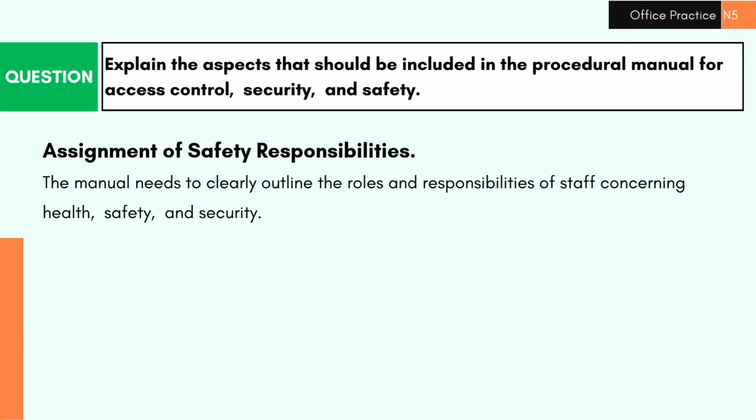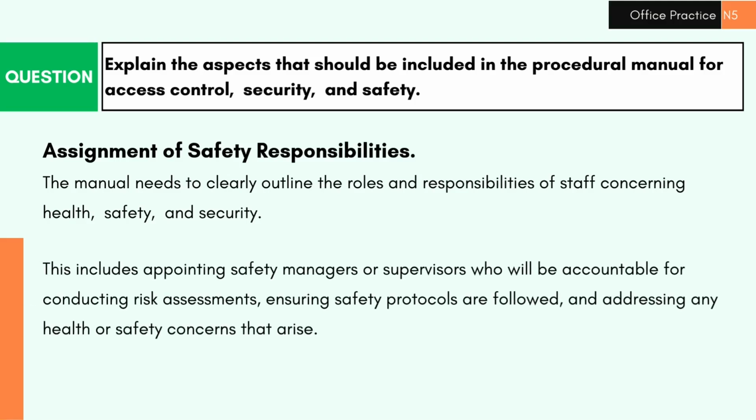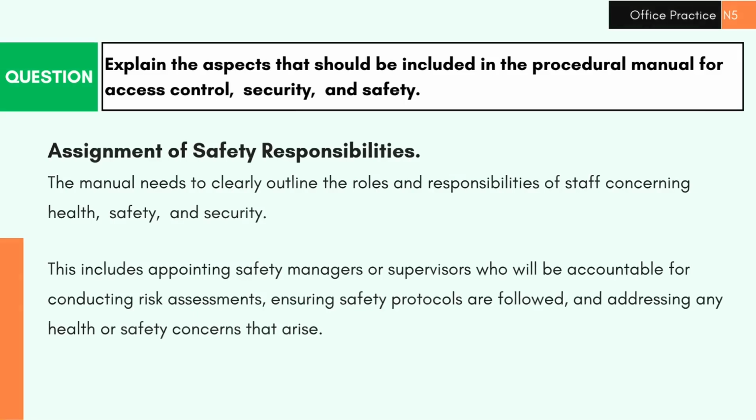3. Assignment of safety responsibilities. The manual needs to clearly outline the roles and responsibilities of staff concerning health, safety, and security. This includes appointing safety managers or supervisors who will be accountable for conducting risk assessments, ensuring safety protocols are followed, and addressing any health or safety concerns that arise.